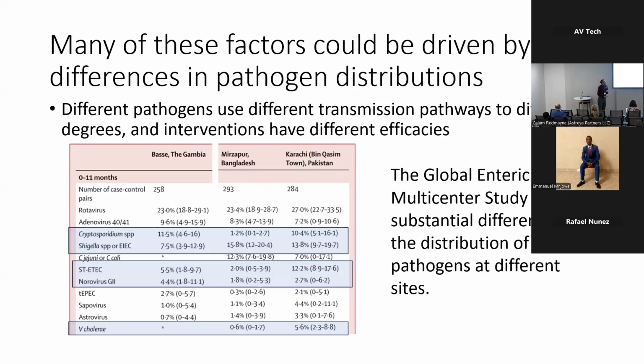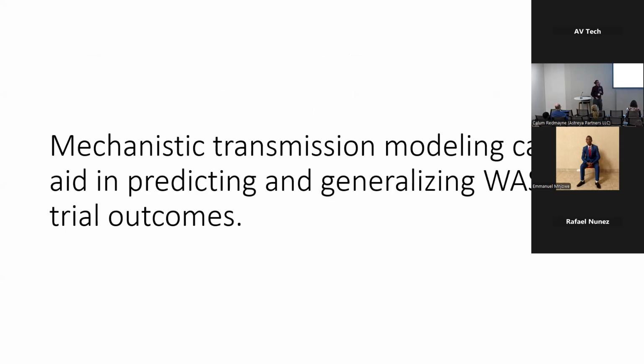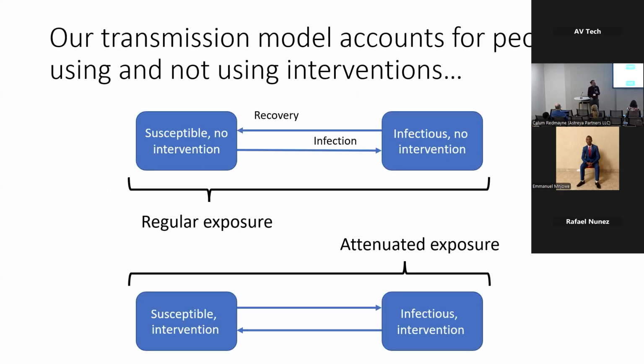And if we look at, for example, results from the Global Enteric Multi-Center Study, or GEMS, they found pretty substantial differences in the distribution of pathogens between sites. So, big differences here in Cryptosporidium, Shigella, ST ETEC, norovirus, cholera, for example. And so what we hope to do here is develop a mechanistic transmission framework to predict and generalize WASH trial outcomes accounting for these factors.